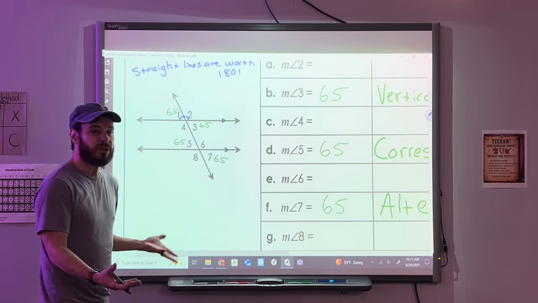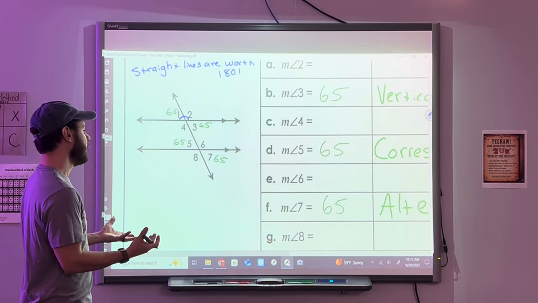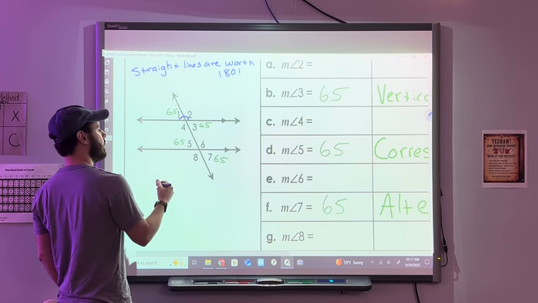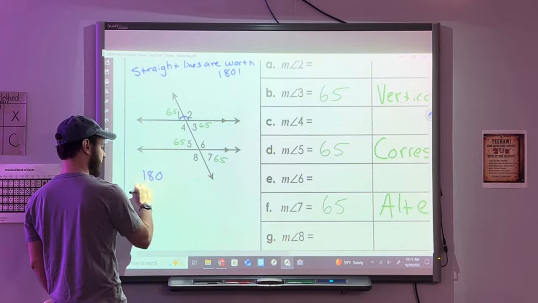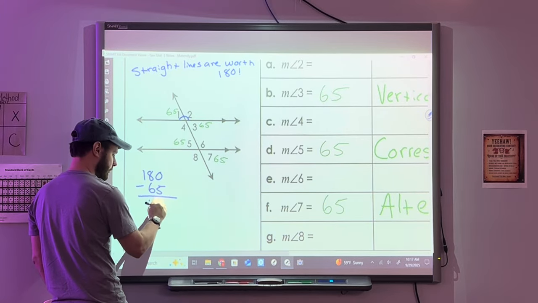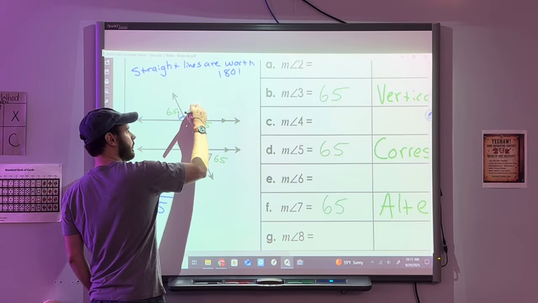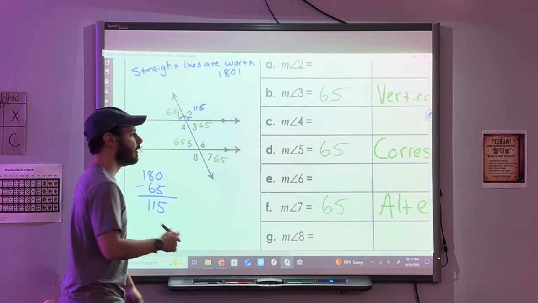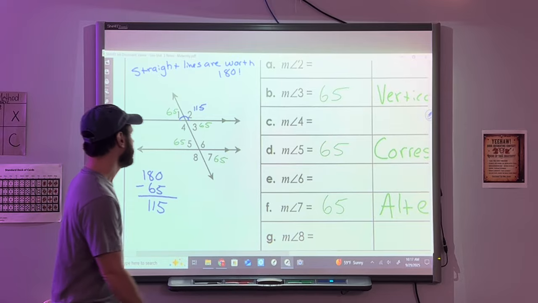Okay. Well, if 1 and 2 together make 180, I can just take 180, take away the 65 that I have to figure out what should be left. So angle 2 is 115.